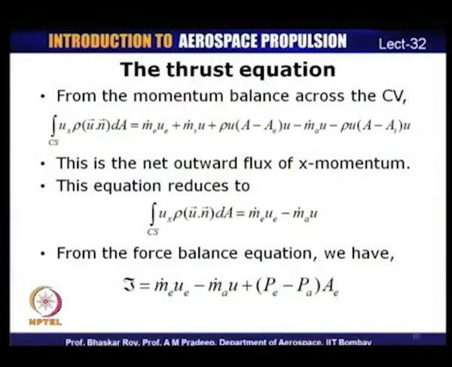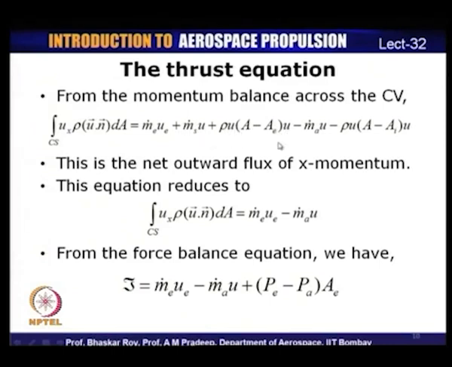So, from the momentum balance across the controlled volume or controlled surface, we have the momentum, the force term. If you remember, this was equal to sigma F_x, which is equal to the integral over the controlled surface of u_x into rho u dot n dA. So, what are the different momentum terms? One is the exit mass flow m dot e multiplied by the corresponding velocity u_e, plus m dot s into u, plus rho into u into (A minus A_e) multiplied by u.